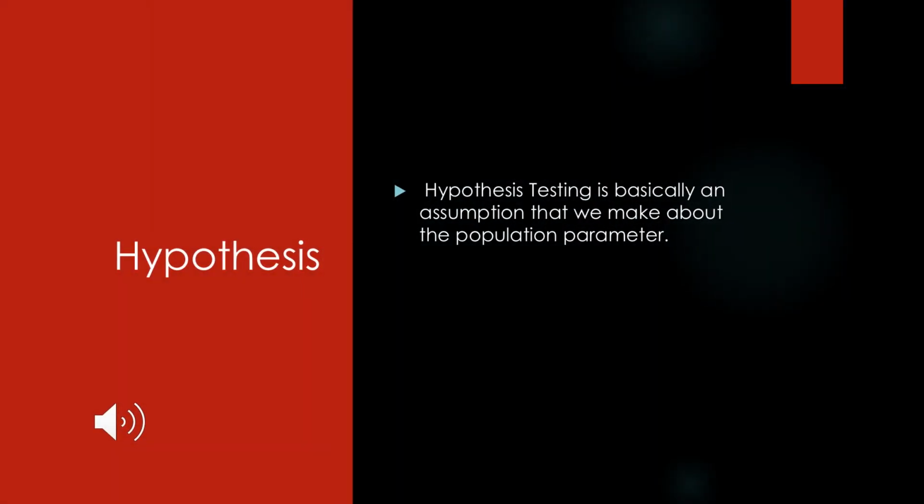Hypothesis is assuming or guessing something. Hypothesis testing is an assumption that we make about the population parameter. For example, a person says, daily I will take plenty of fresh vegetables and fruits, so my immunity will be more. That is an assumption. As the person is taking more vegetables and fruits, he is assuming that he may have more immunity. That is called a hypothesis.